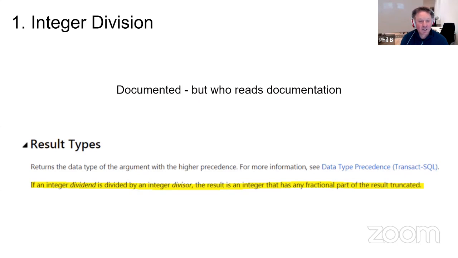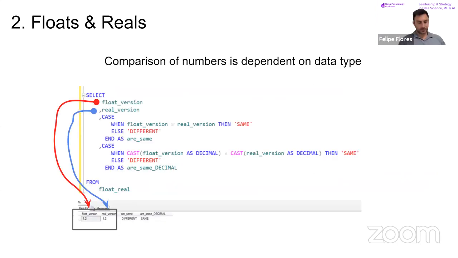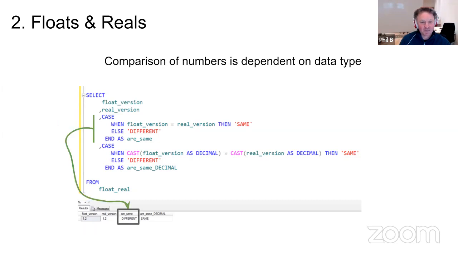Sometimes you won't always get what you want. Floats and reals. All these integers, floats, and reals are just different ways of storing data in a database to make it more efficient. An integer won't take up as much storage space. Now there's something called a float and a real. I've got two numbers here, one I've defined as a float, one as a real, and they've both got the value 1.2. As far as I'm concerned, they're the same.